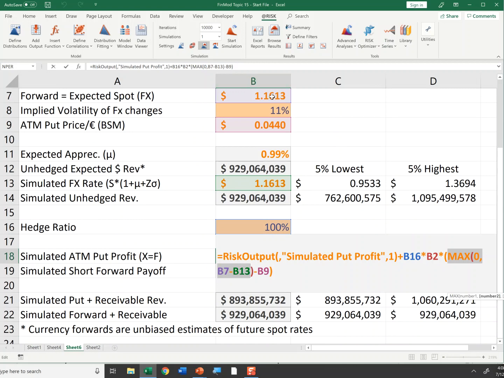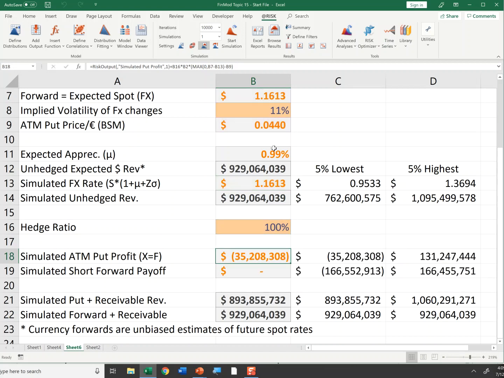I'm going to set a strike equal to the expected spot. That's called an at-the-money forward put, when you set the strike equal to the forward price, minus the simulated spot price right here. So this is 800 million euros times max 0 or the strike minus ST, minus B9, which is the cost of the option. That's why this is profit.